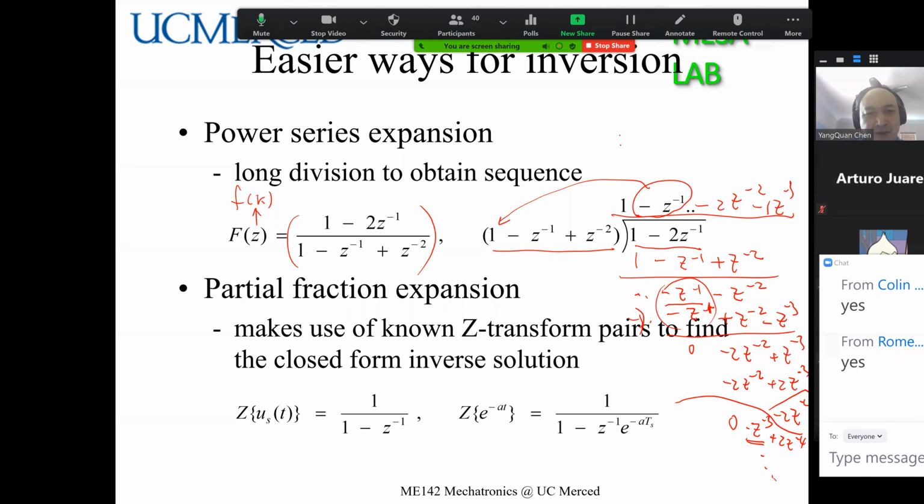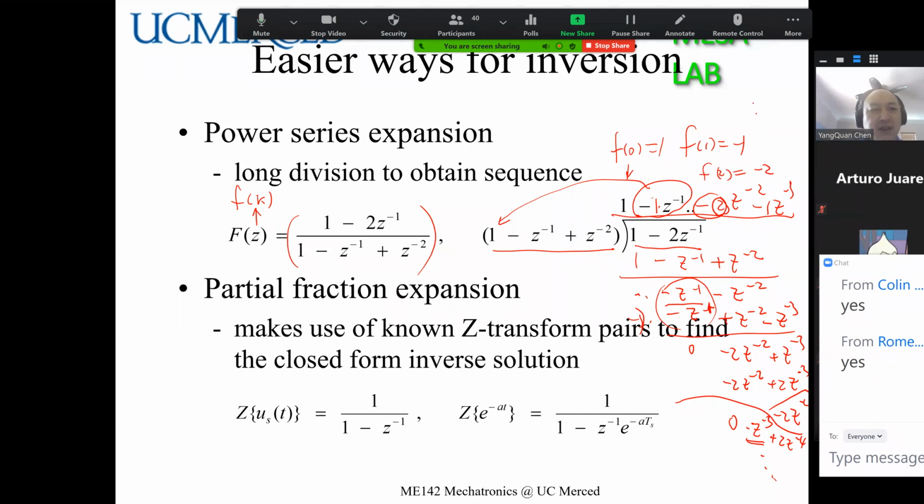So this is your F0. F0 is 1. F1 is minus 1, okay? This one, F2 is minus 2, and F3 is minus 1. So keep going. Then you can draw the F. You can draw this F versus K.